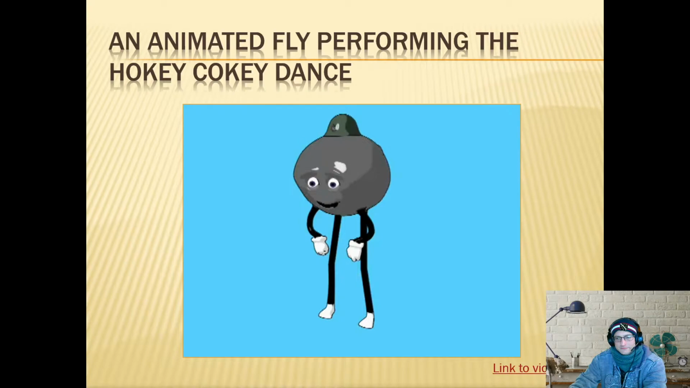Your right leg in, your right leg out. In, out, in, out. You shake it all about. You do the hokey cokey and you turn around.